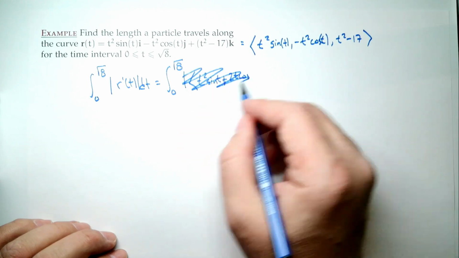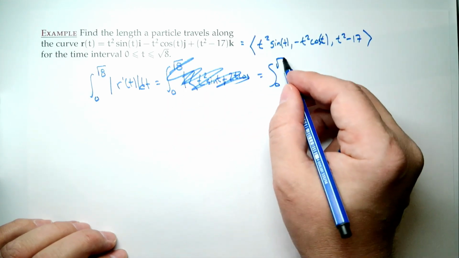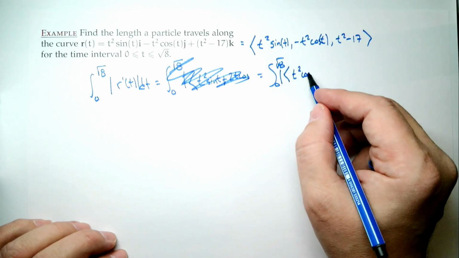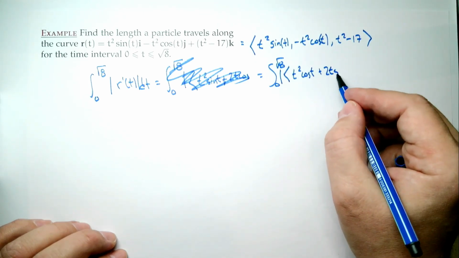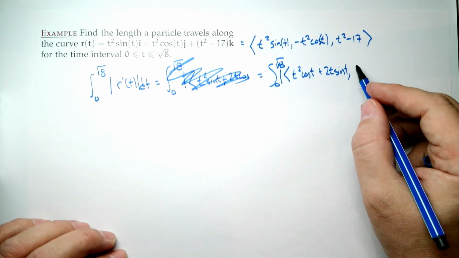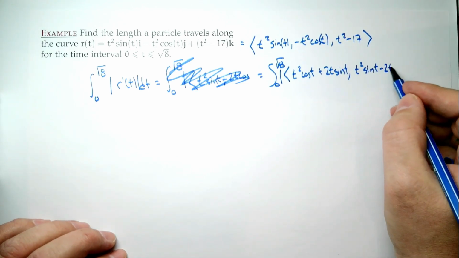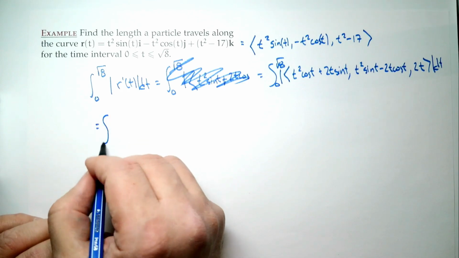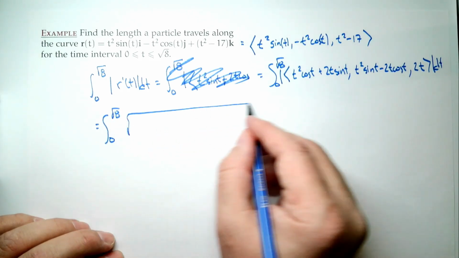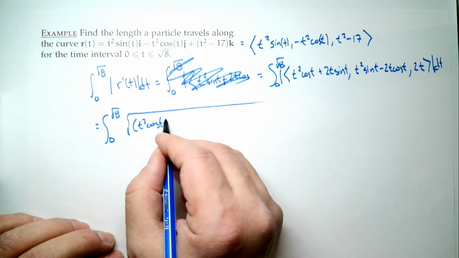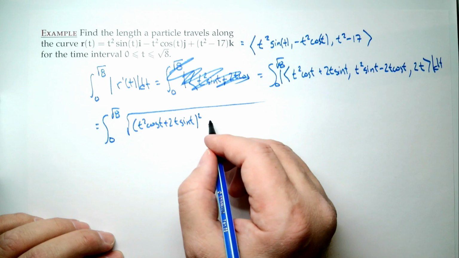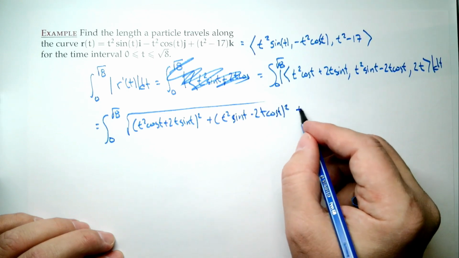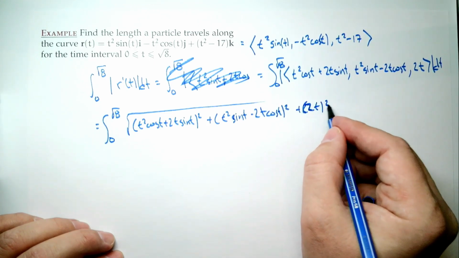And I screwed up already. I should never talk while I'm deriving. Don't talk and derive. So t squared cosine t plus 2t sine t, that's the first entry, comma. Then I get t squared sine t minus 2t cosine t, comma 2t. Now comes the fun part where we get faced with a huge square root. The integral of the square root of quantity t squared cosine t plus 2t sine t, squared, plus quantity t squared sine t minus 2t cosine t, squared, plus 2t squared, dt.